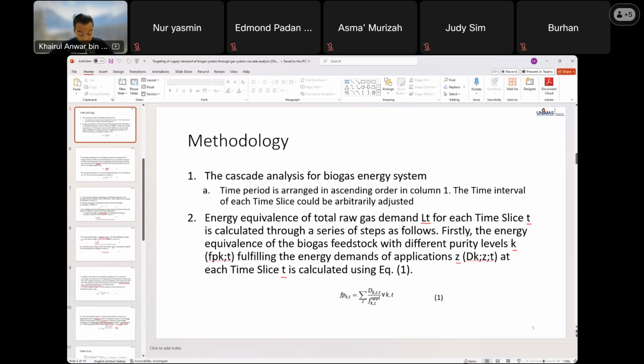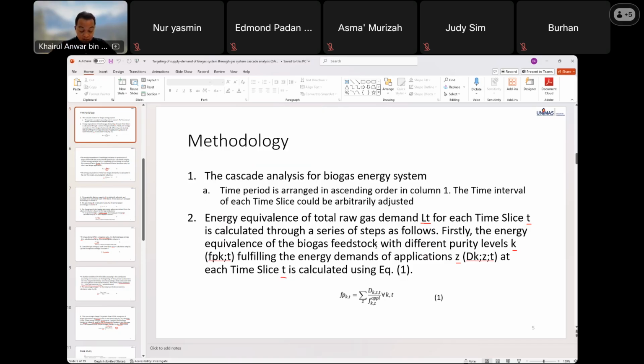Energy equivalent of total raw gas for each time slice T is calculated through a series of steps as follows. Alright, wait. The second is still a long way. As to understand this paper, it's worth it to understand it.